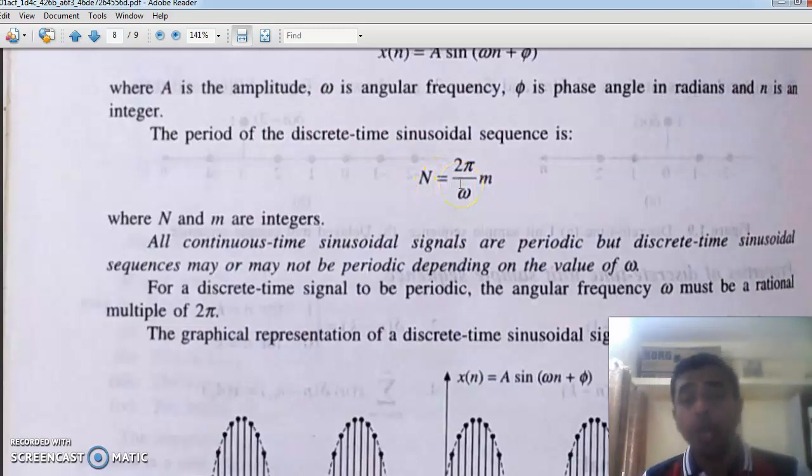Suppose omega is simply 2. Then 2 and 2 get cancelled and N by m is equal to pi, which means N by m is irrational, so that signal is aperiodic. So for a discrete time sinusoidal sequence to be periodic, 2 pi by omega should be rational, which means omega should be a multiple of pi. With this much I conclude today's class. Thank you.